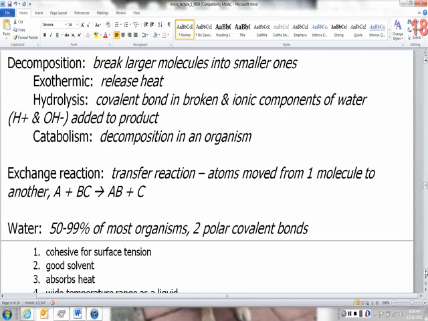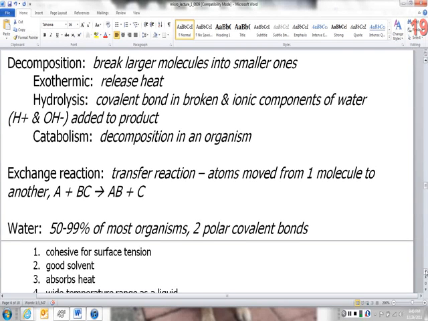Decomposition reactions break larger molecules or compounds into smaller ones. They are generally exothermic and release heat. Hydrolysis is an example of decomposition, in which a covalent bond is broken and the ionic components of water, the hydroxide and hydrogen ion, are added to the products. Decomposition reactions in organisms are known as catabolism.